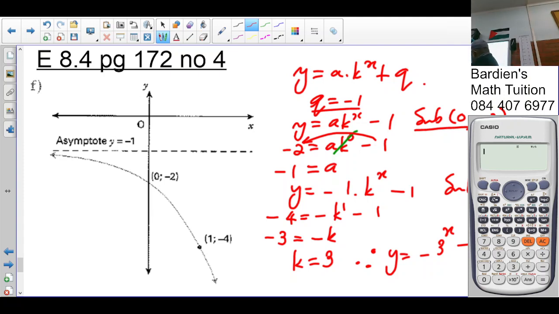Because there's an a value here, and the a was negative 1. Can you see that? So there's negative 1 times, in other words, the same thing. Okay.